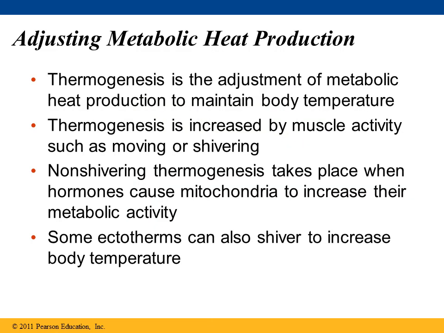The last adaptation that helps animals regulate their temperature is adjusting metabolic heat production. Now remember, only endotherms use metabolism to provide heat for their body, so this is something that is done only by endotherms. Now, the adjustment of metabolic heat production to maintain body temperature is called thermogenesis.